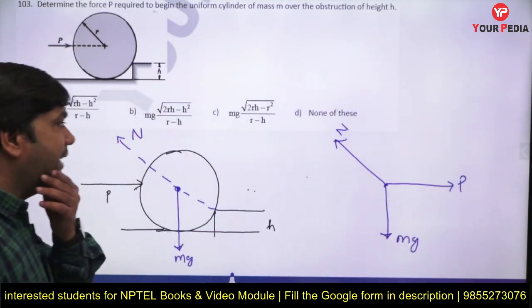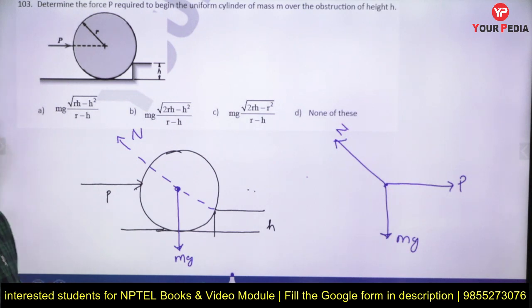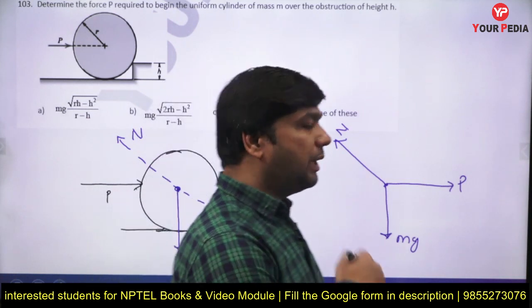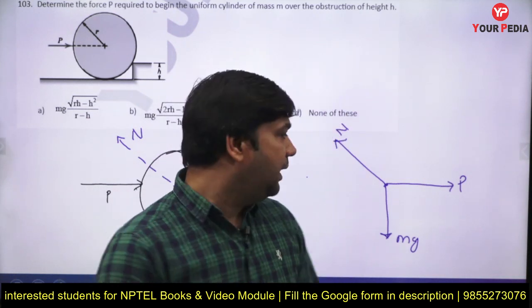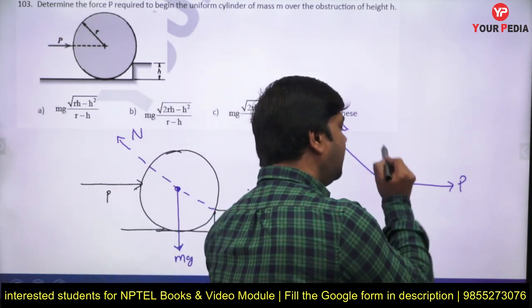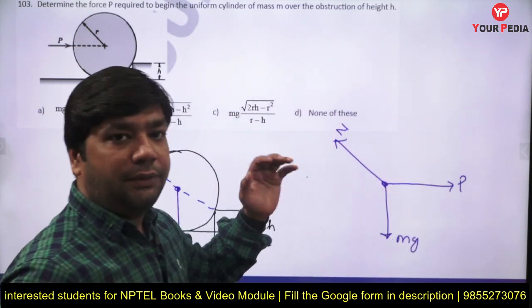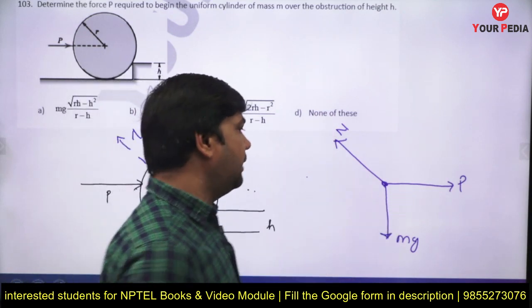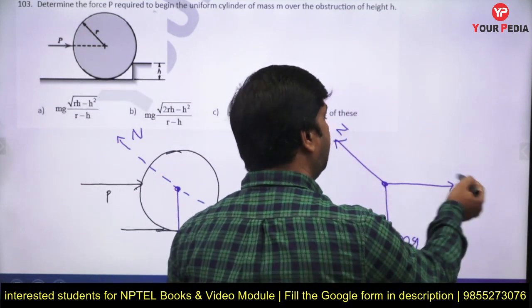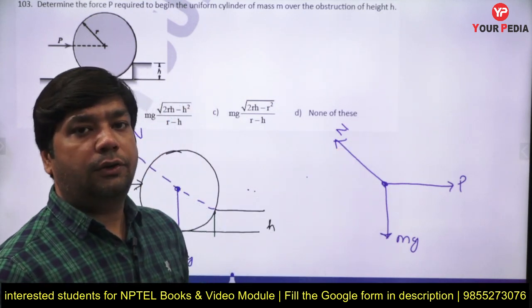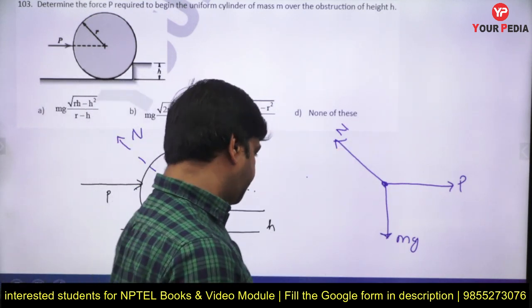So how can you get the relation? First of all you have to know the angles between them. This is one application of Lami's theorem. So what is Lami's theorem? If three concurrent forces are acting at a single point, then we can write N over the angle between the other two forces, equals P over the angle between the other two forces, equals mg over the angle between the other two forces. We can write the equation like that.